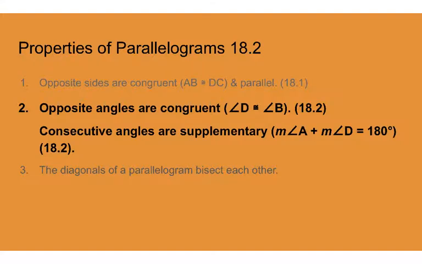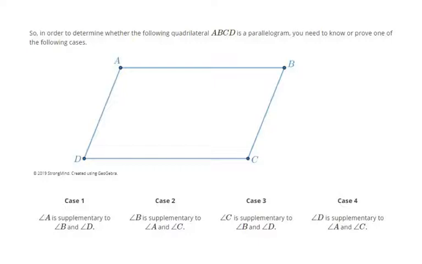18.2 talks about the opposite angles, and so that the opposite angles are congruent, and that the consecutive angles, the ones right next to each other, we also call those adjacent angles, are supplementary. They add up to 180. So here are the cases for that. If A is supplementary to B, meaning that they add to 180, and it's supplementary to D, then it's a quadrilateral. Then it's a parallelogram. So same thing going with B and C and D.